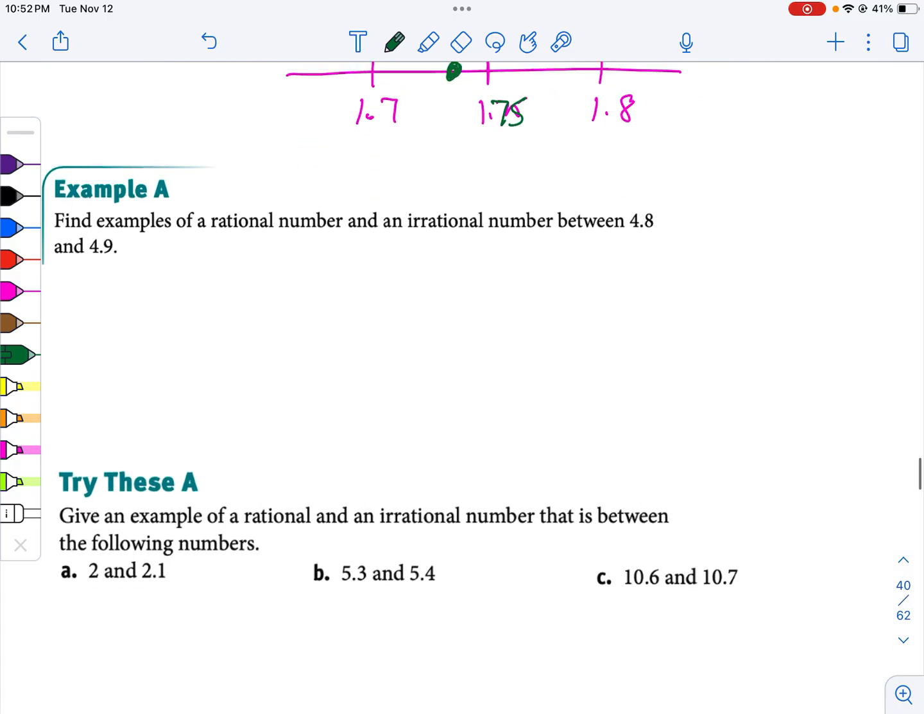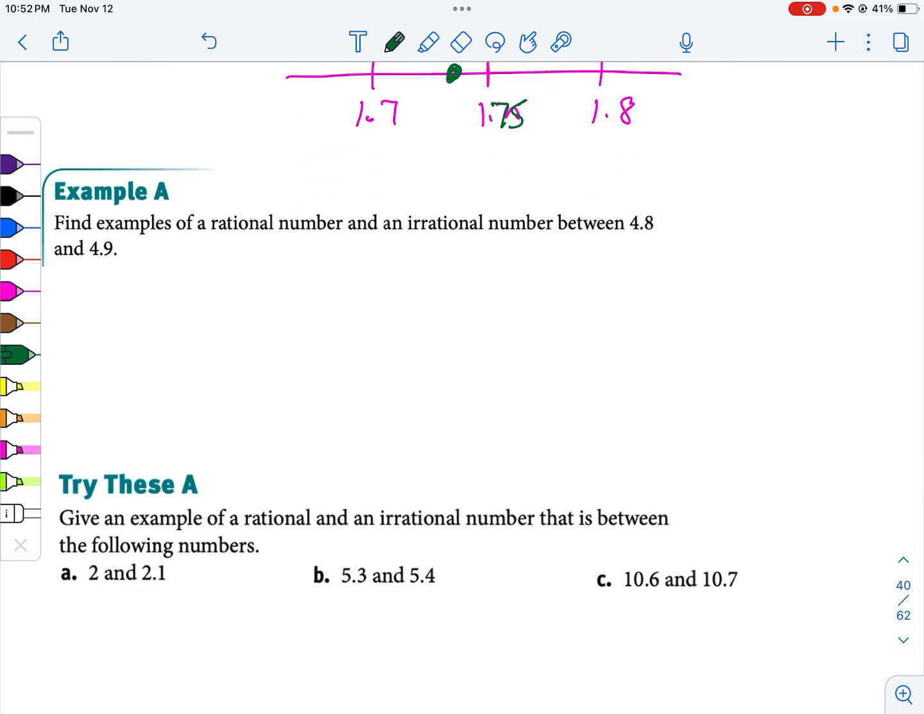All right, so the next one says, find examples of a rational and irrational number between 4.8 and 4.9. Now, I always like to think money. So 4.8 is the same thing as $4.80, right? We could just put a 0 at the end. And 4.9 is the same as $4.90.